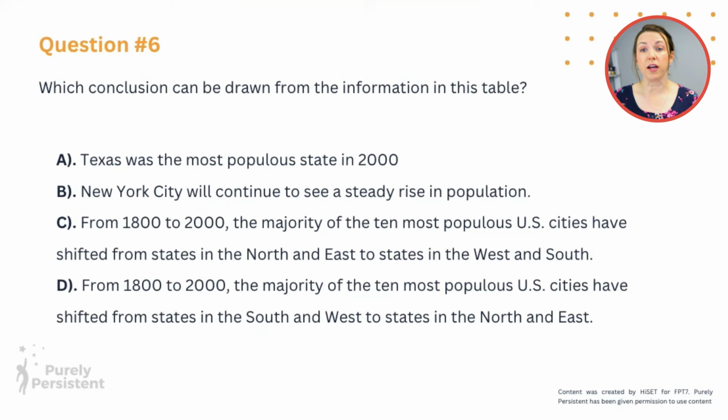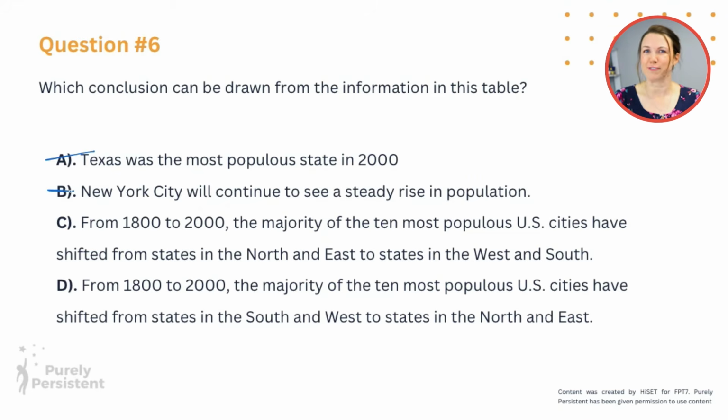What conclusion can be drawn from the information in this table? So A, Texas was the most populous state in 2000. Can we tell that from the table? No, we can't. Even though Texas had 3 of the largest cities on the table, it doesn't mean that it was the most populous. We can't tell that from the table. New York will continue to see a steady rise in population. Can we tell that? No. All we can tell is that for the past 200 years, New York City was the largest city in the United States.